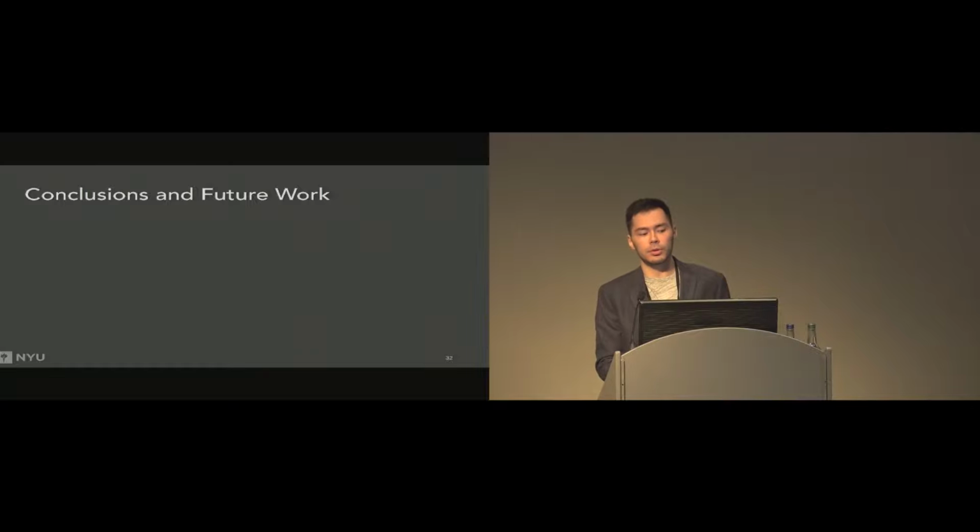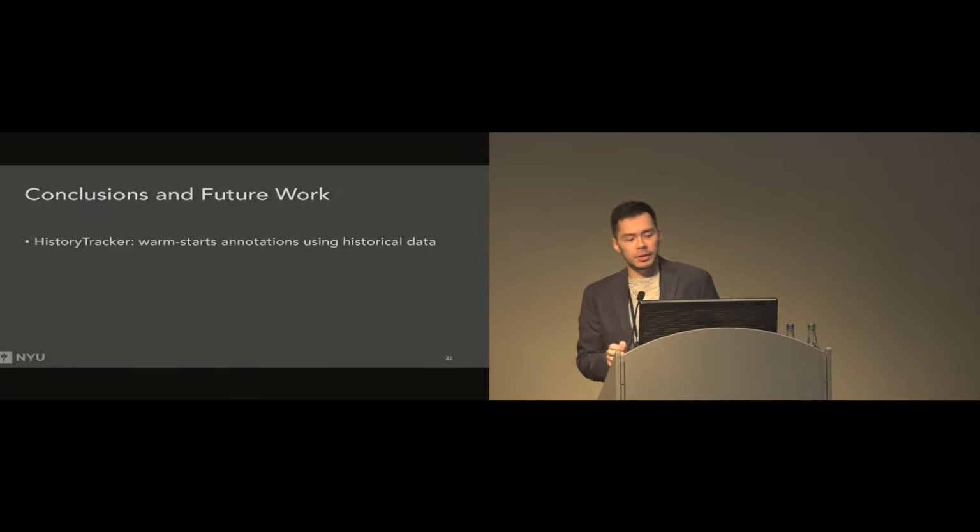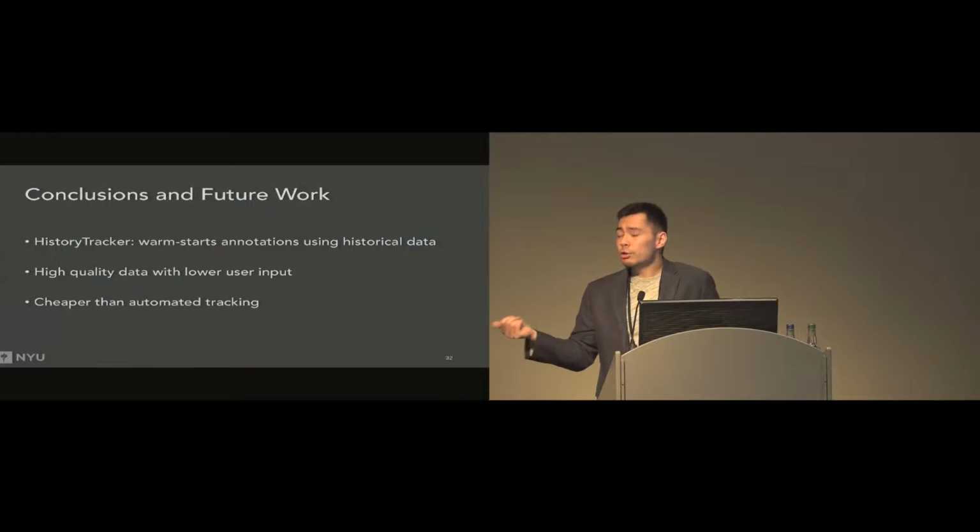So not only is the error computed very small, but also the overall trajectory looks the same. So here are some conclusions. HistoryTracker is a system that starts annotation using historical tracking data. And we noticed that it produces high-quality data with lower user input. What's the advantage of that? Well, manual tracking is much cheaper than automated tracking.